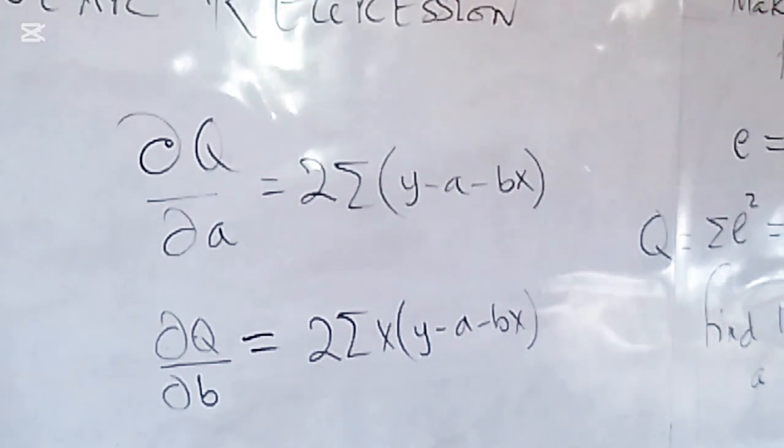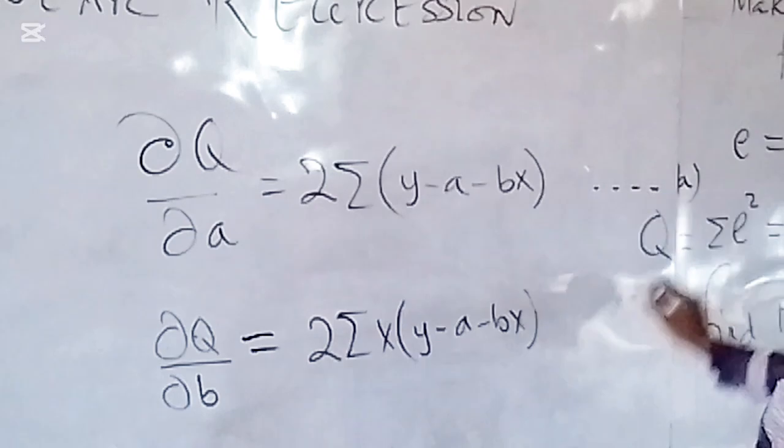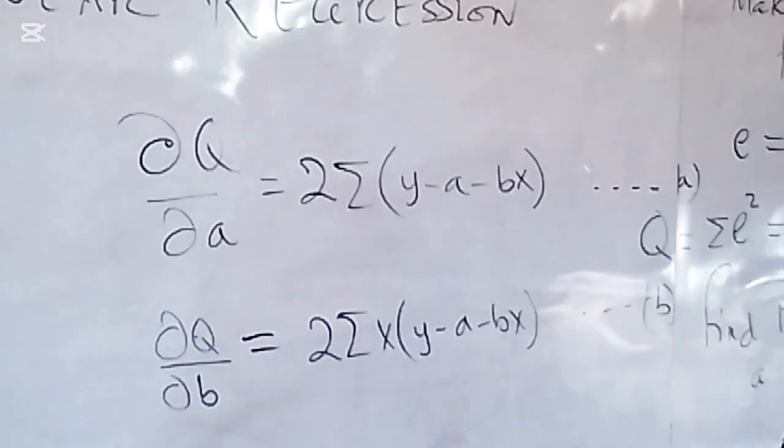There are 2 equations we now have. They call them the normal equations. We have equation A and we have equation B. We call them the normal equations.